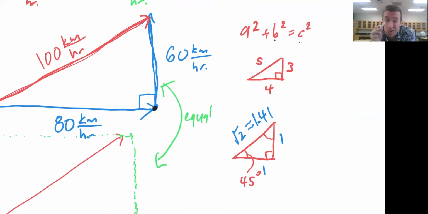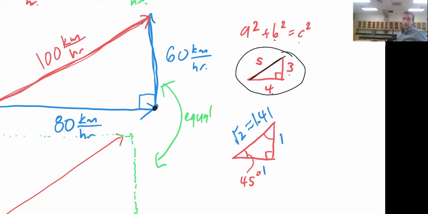Or you might recognize this one as 60, 80, 100. That's like 6, 8, 10, which is the same ratio as 3, 4, 5. And you might remember, hey, that looks a lot like this 3, 4, 5 right triangle. So if you notice that the sides are equivalent to a 3 and a 4, or they're in that ratio, then you know that the hypotenuse is going to be a ratio of a 5. So 60, 80, 100 is a 3, 4, 5 right triangle.